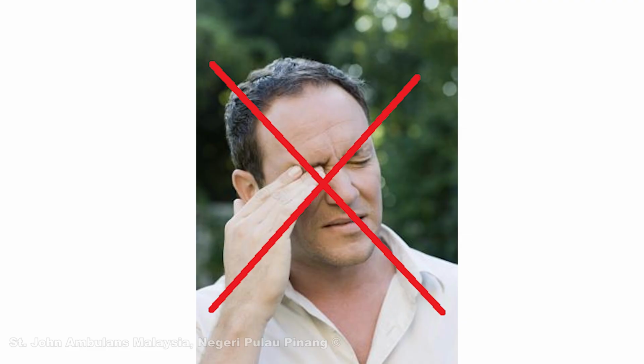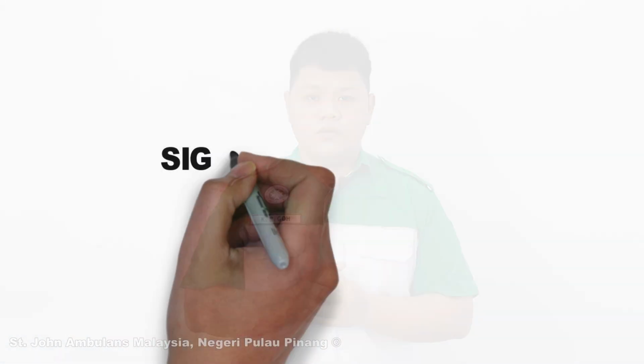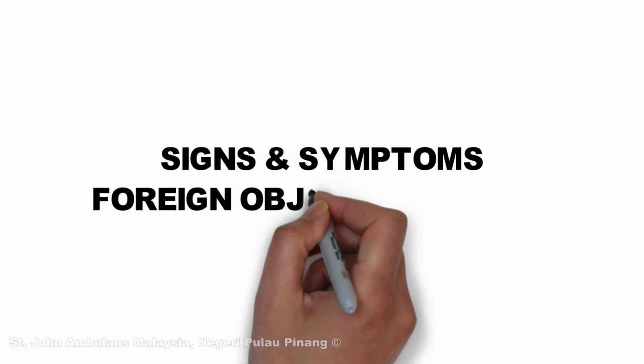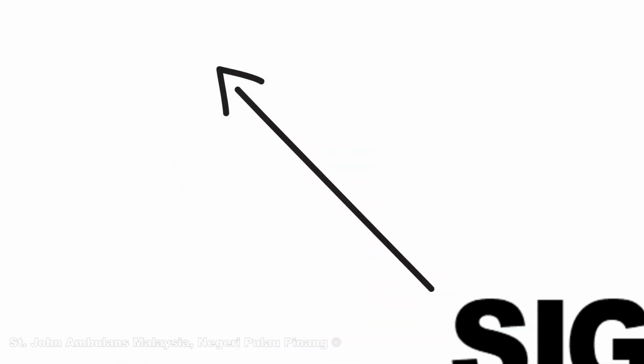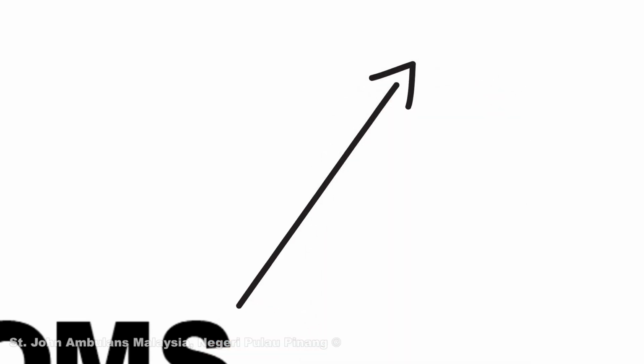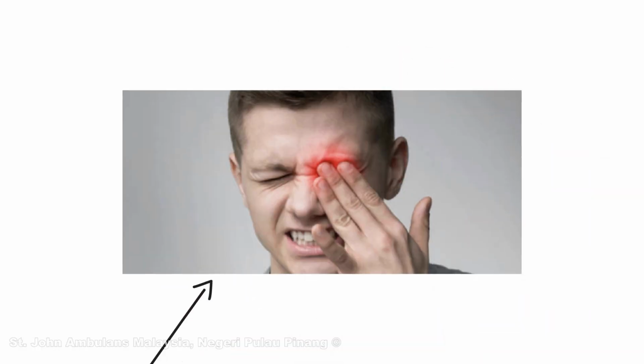If you see someone suffering foreign objects in their eyes, advise them not to rub their eyes, because this will cause more injuries to the eyeball. A casualty that had foreign object in their eyes will have these signs and symptoms: blurred visions, pain or discomfort inside their eyes. The casualty may also have redness and watering of the eyes.